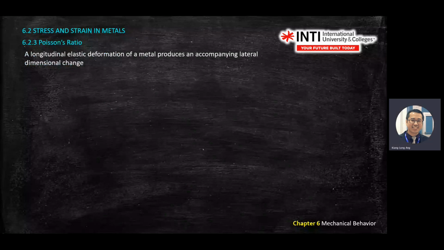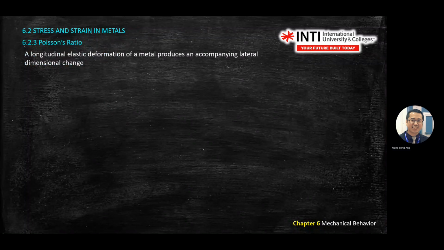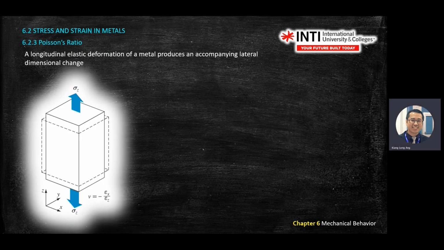something called Poisson ratio. What do I mean by Poisson ratio? It is given by this V, this weird shape of V, we call it Poisson ratio.